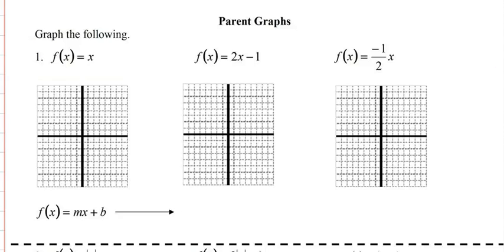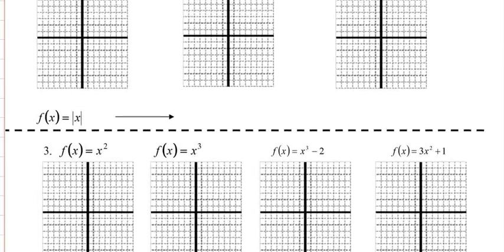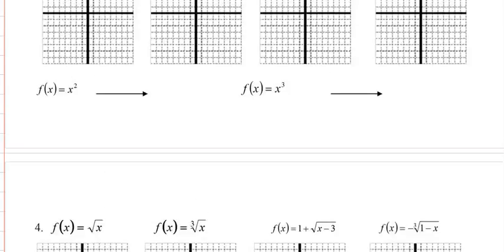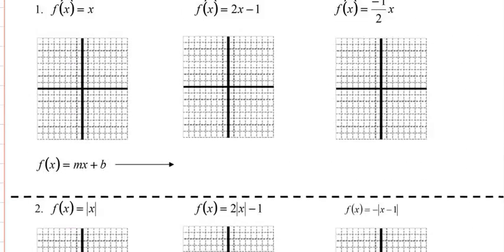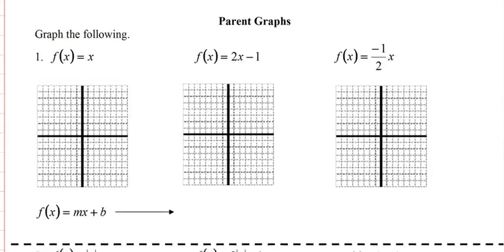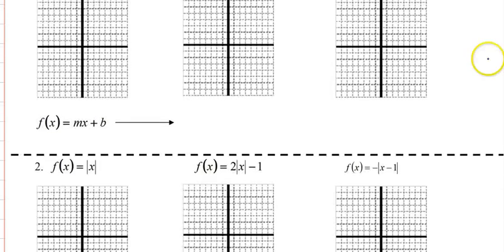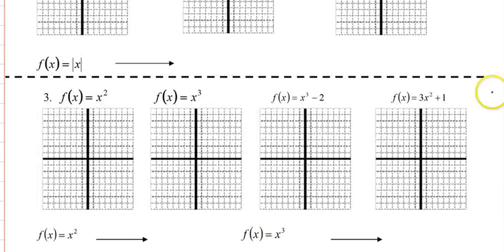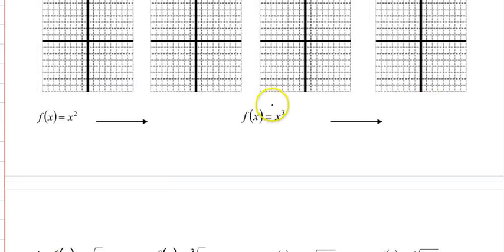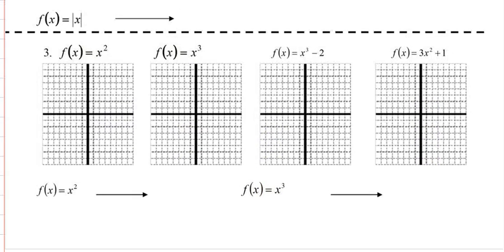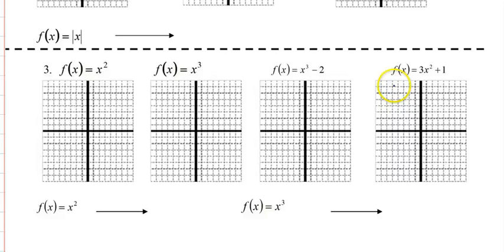This is graphing, and we're going to call them parent graphs. I'm going to show you the different types of graphs here, and you're going to guess what the parent graph looks like. So what I'm calling a parent graph is this. They're basically the beginning graphs, and everything else is modified from them.